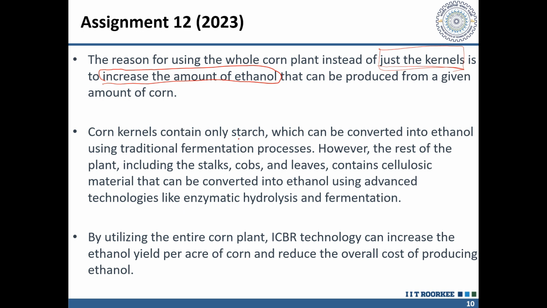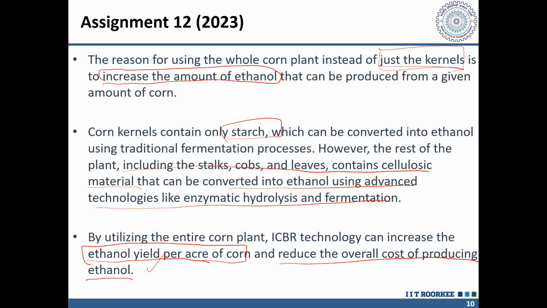Corn kernels contain only starch, which can be converted to ethanol using traditional fermentation methods. However, the rest of the plant, including stalks and corn leaves, contains cellulosic material that can be converted into ethanol using advanced technologies such as enzymatic hydrolysis and fermentation. In this way, the ethanol yield per acre of corn can be improved, because we can utilize the same amount of land and also use the stalks, cobs and leaves to produce ethanol. So our efficiency increases, our yield increases, and we reduce the overall cost of producing ethanol. Therefore, ICBR technology is used to produce ethanol apart from the sugar platform refinery processes.